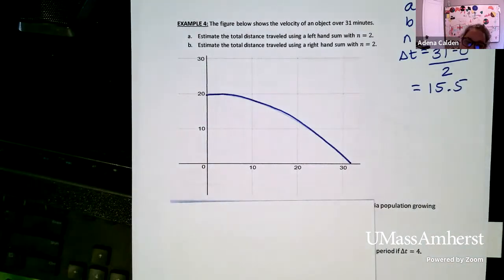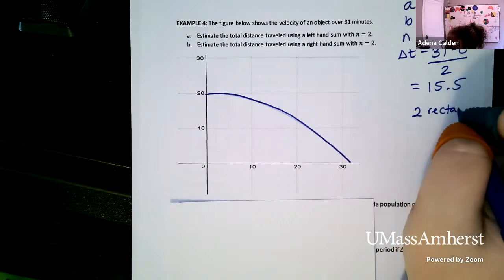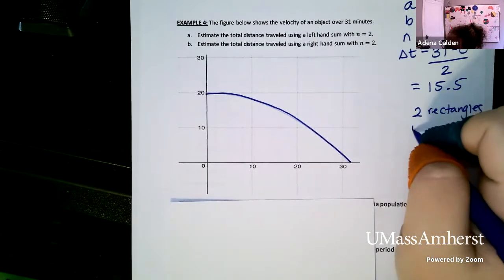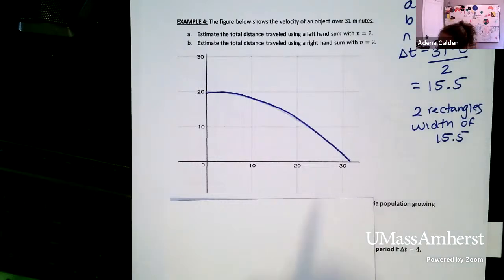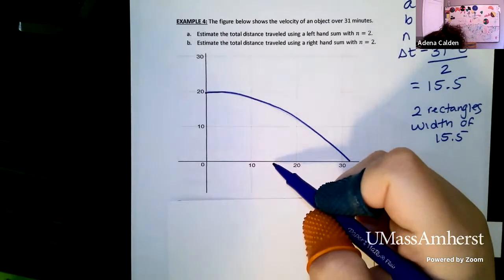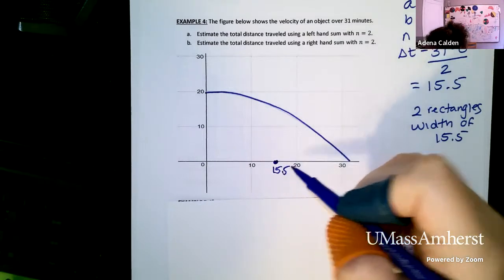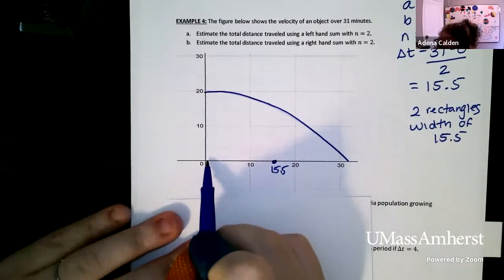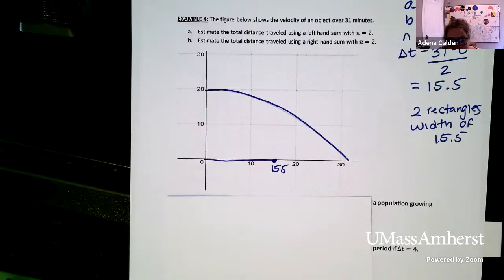So what does this all mean? It means that I'm going to be using 2 rectangles to approximate, and each one is going to have a width of 15.5. So I'm dividing this up into 2 at 15.5, which is about the halfway point. So I'm going to mark that roughly here. And so no matter which approximation I'm doing, I'm talking about having a width of 15.5.